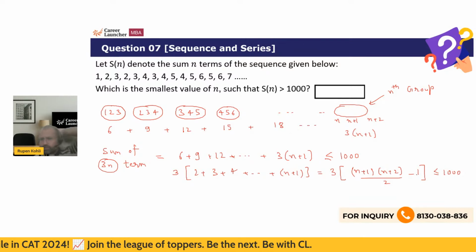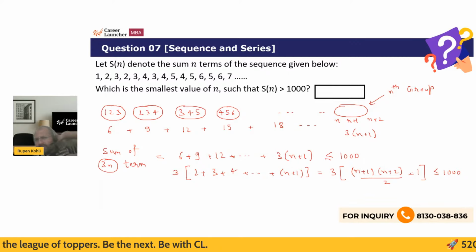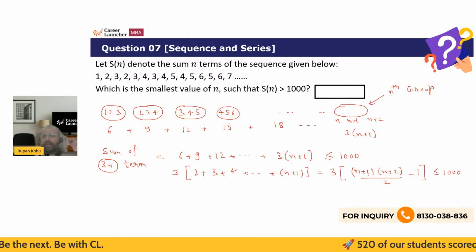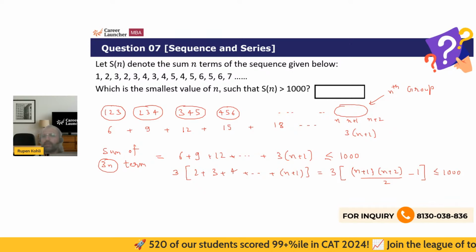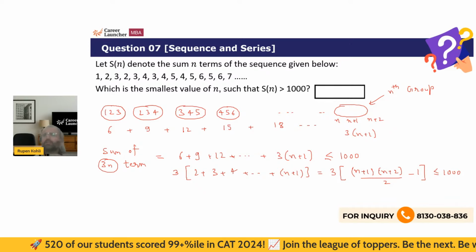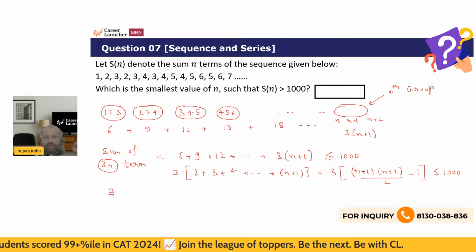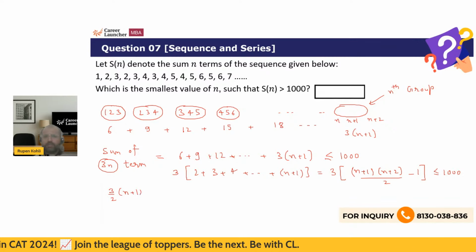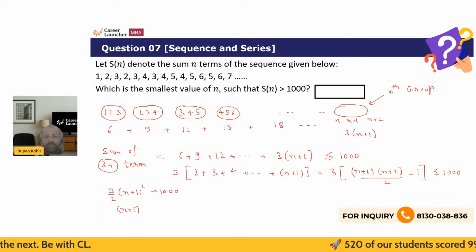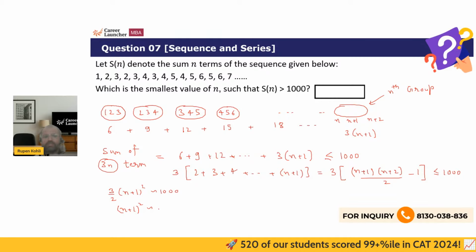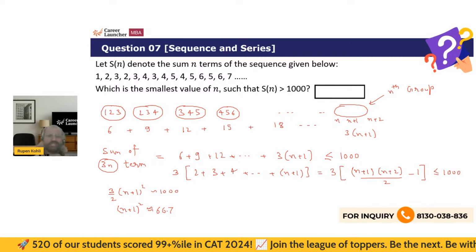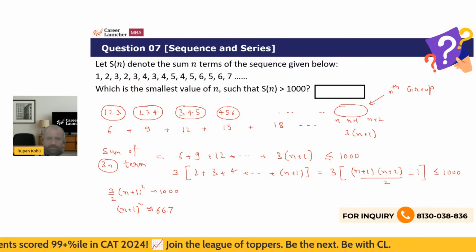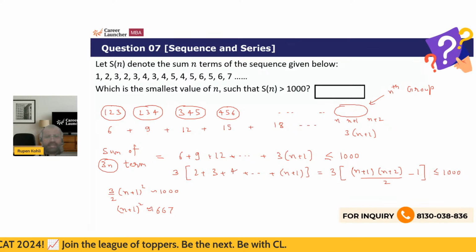Okay, so let me round this off. Let me ignore this minus 1 for the time being. And let me just say these are two consecutive numbers. I'm rounding them off to n plus 1 whole square. So 3 by 2 into n plus 1 whole square is close to 1,000. So I'm doing an approximation. So n plus 1 whole square is somewhere near 1,000 into 2 by 3, which is 667. So I'm thinking of a perfect square which goes close to 667. 25 square is 625, right? So what happens at n equal to 25?